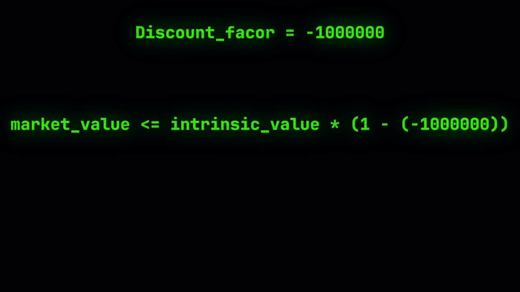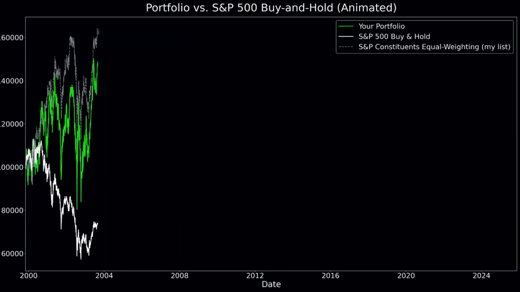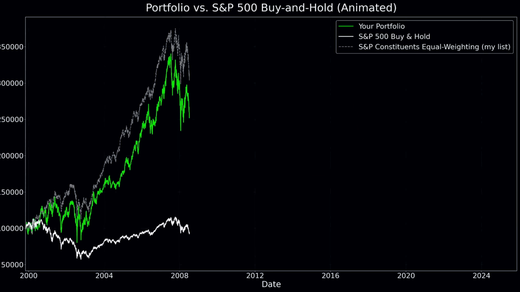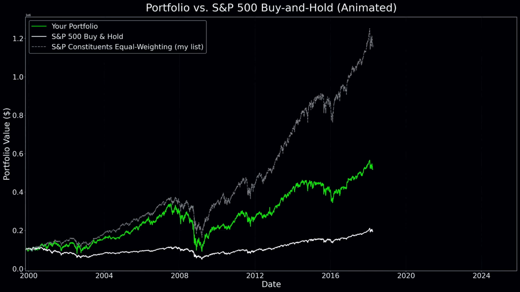You know what? What if we just buy every single stock in our list? And what I found out and what we see is a little bit interesting. The returns were still less than the buy and hold, even with a massively large negative discount factor where we should be forced to buy absolutely everything. So is this a bug in the code?